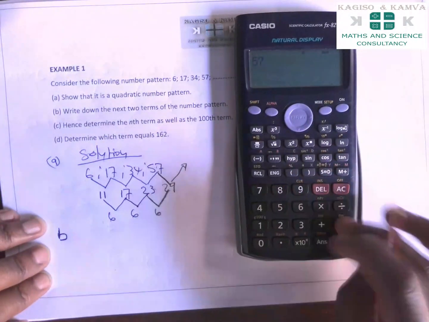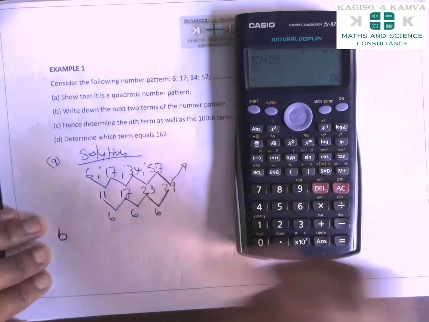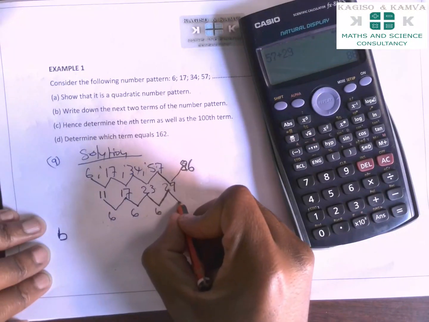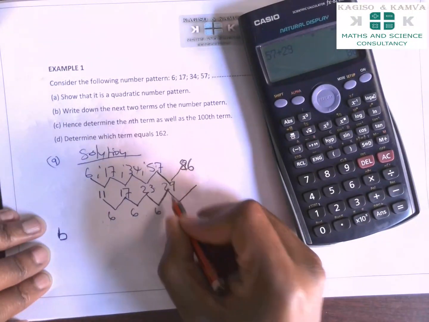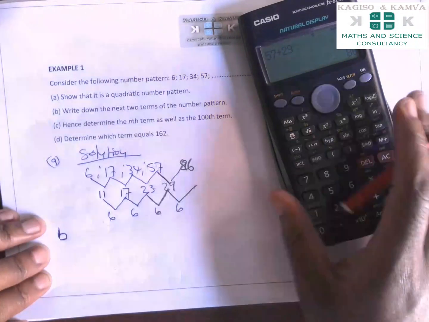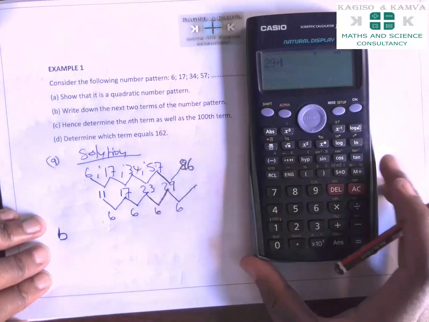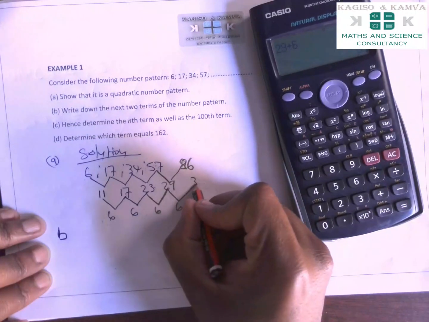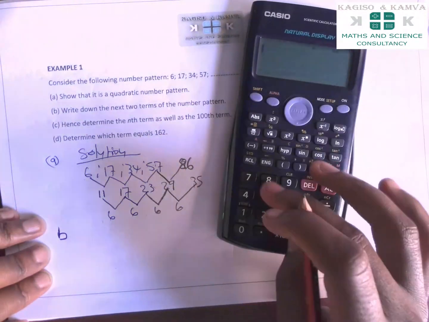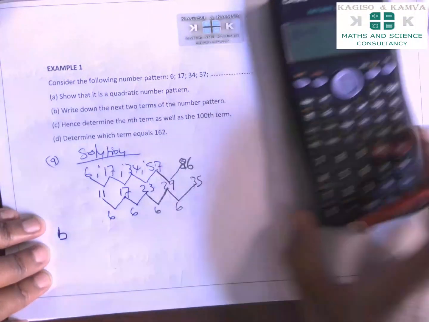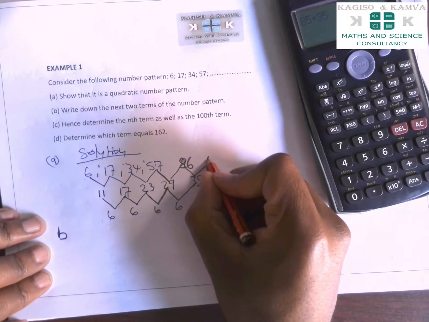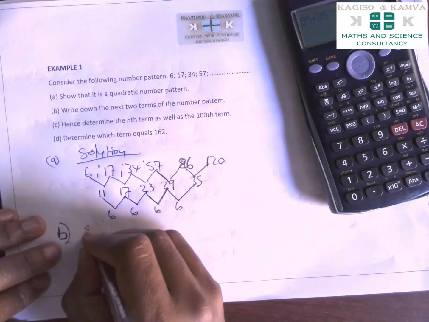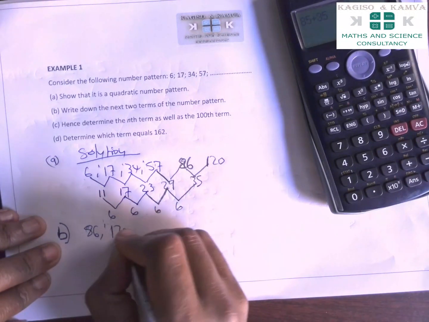This is going to be 57 plus 29, so this is going to be 86. And then we know that we still have to add another 6 here. From 29 we add 6 to get this number, and we add this number to that 86. This is going to be 29 plus 6, which is 35. Here we're going to have 35, and we say 86 plus 35, and then we get 120. So the next two terms are going to be 86 and 120.